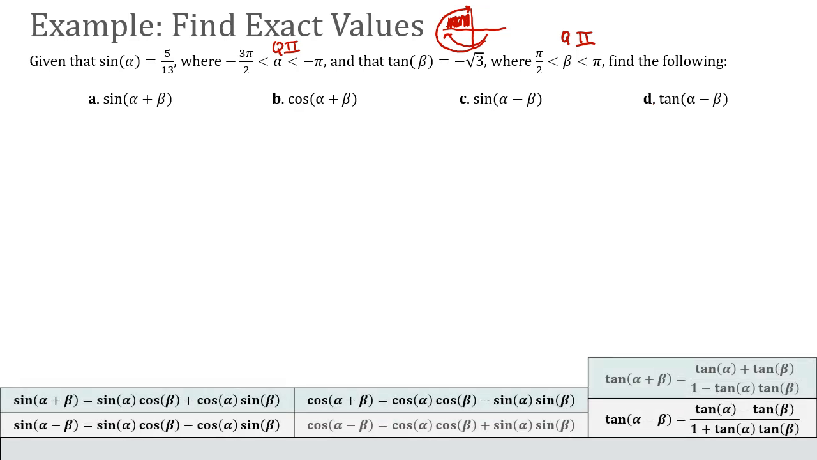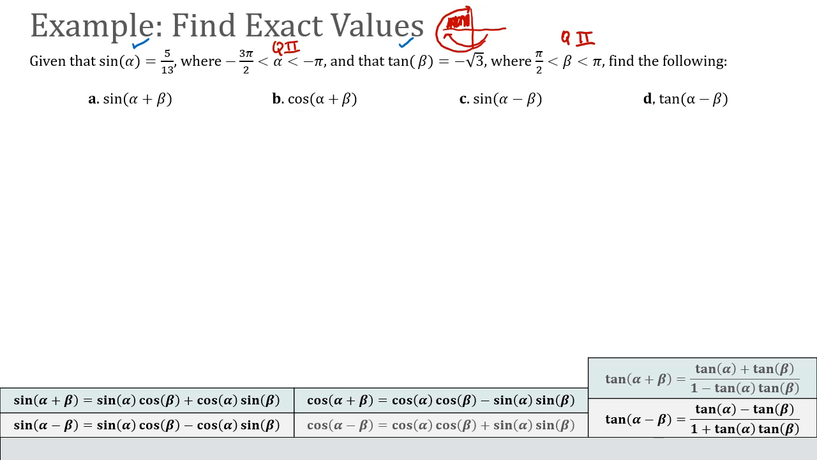So let's make sure that we have our identities near us. And what I notice in all of these is that I'm going to have to know something about not just the sine of alpha, but probably the cosine of alpha. And not only the tangent of beta, but also something about the sine of beta and the cosine of beta. And I guess I'm probably also going to have to know something about the tangent of alpha. So before I start this process, I think I'm just going to go through and do all of those pieces.